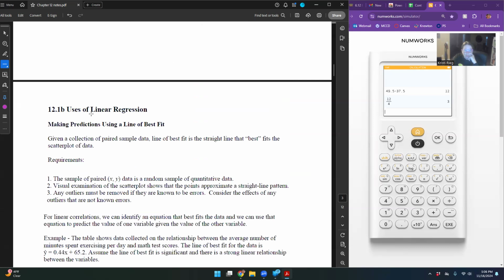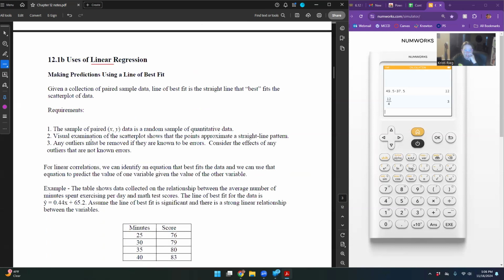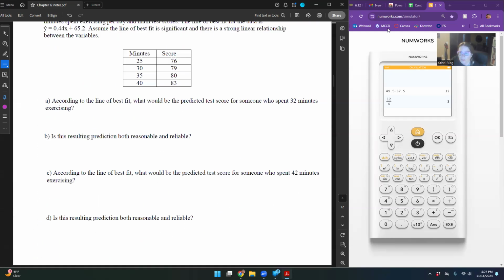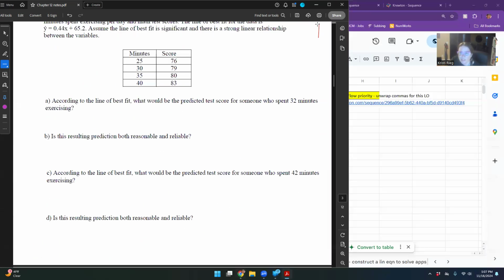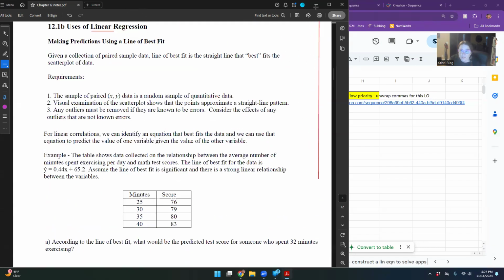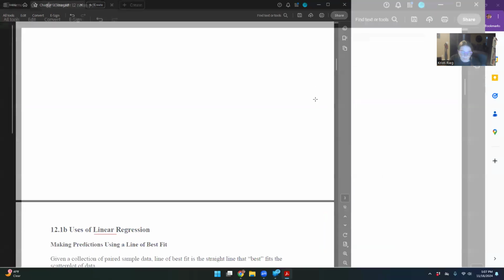Okay, look at this, more linear regression. So what we have here is stuff that we are going to look at. I don't think we need our calculator. Nope, we don't. Okay, I'm going to hide that. We don't need it for the rest of this.